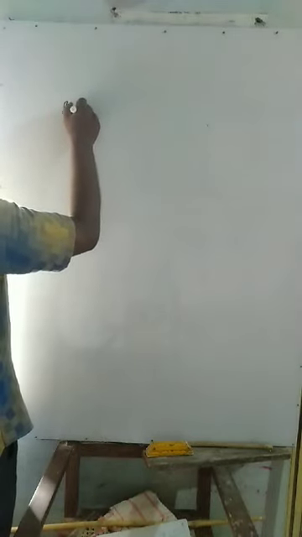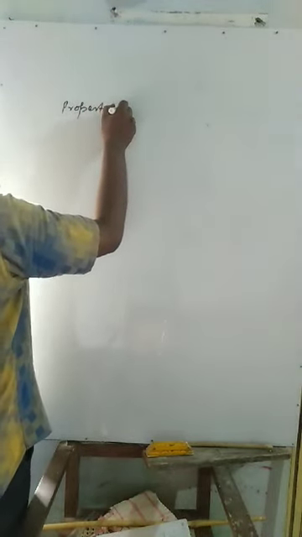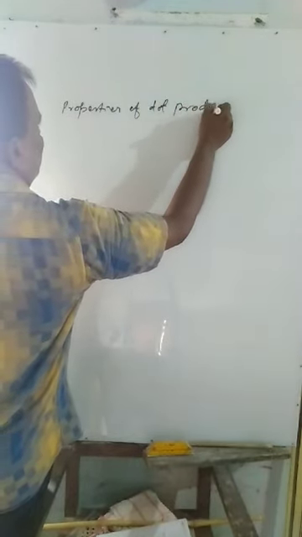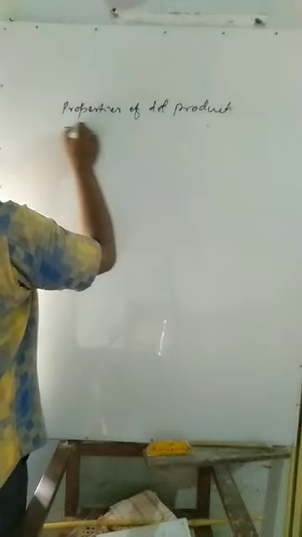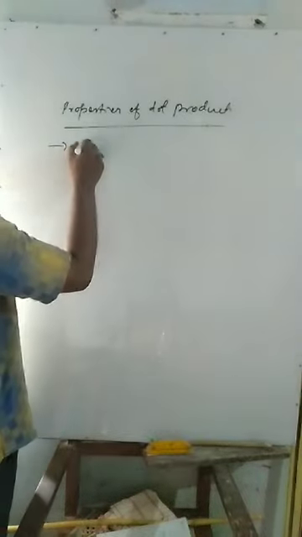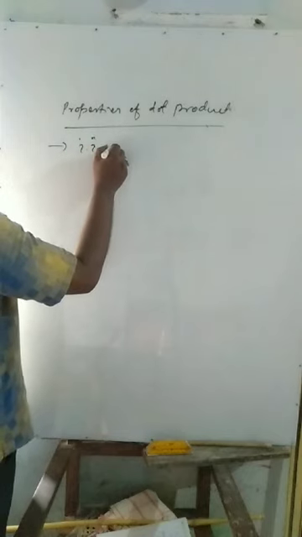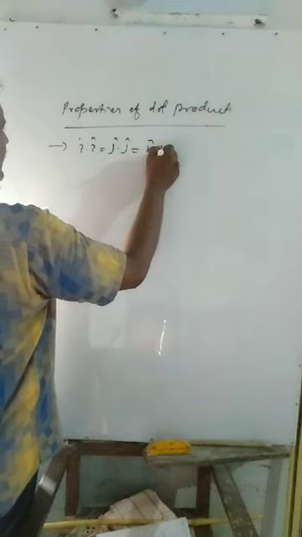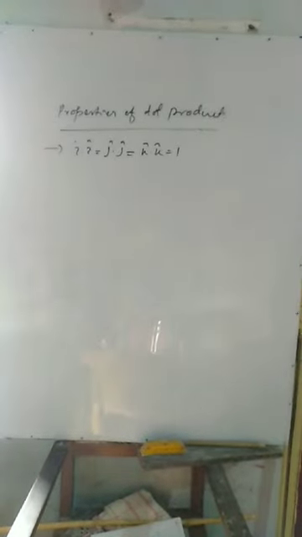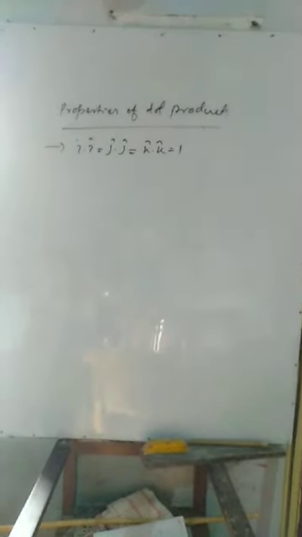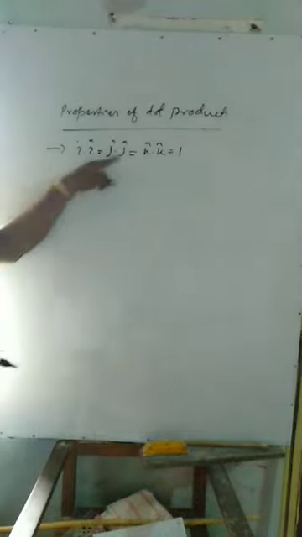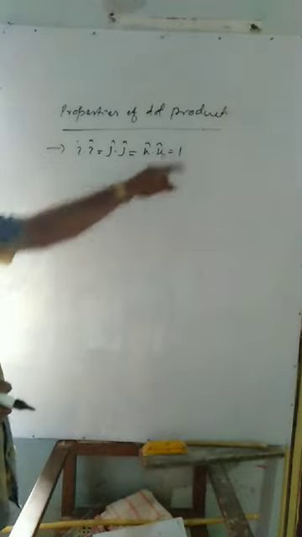Now the properties of the dot product. The first one: i dot i is equal to j dot j is equal to k dot k is equal to 1. Means the dot product between two similar vectors, you will get 1.